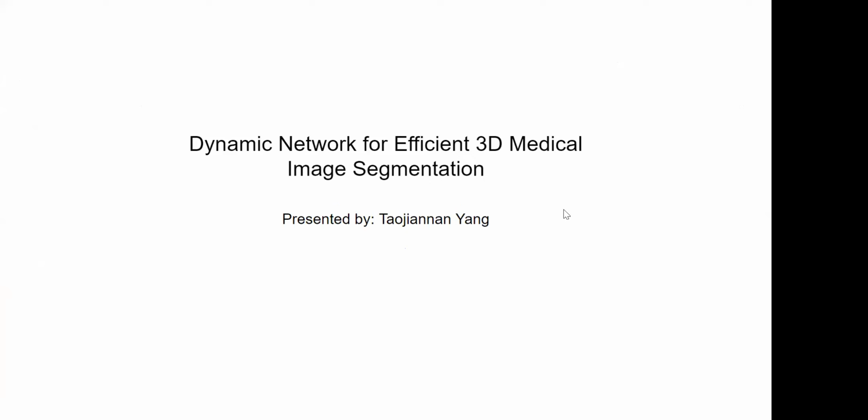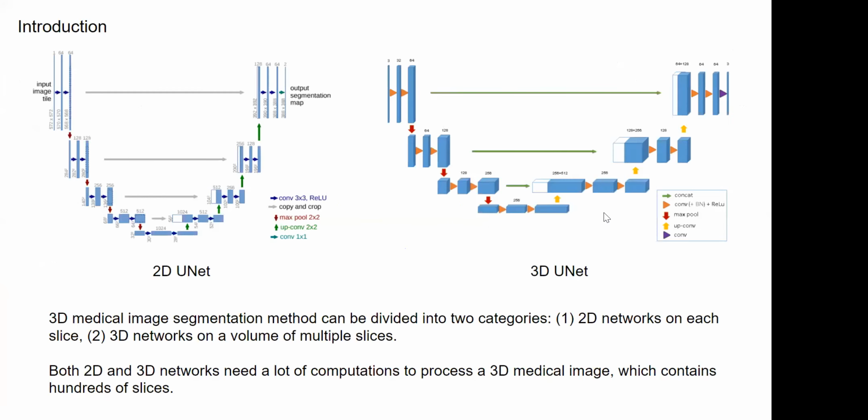Okay. Hi everyone. So my project is about a dynamic network for efficient 3D medical image segmentation. We know that 3D medical images are composed of multiple slices, and there are basically two kinds of methods to deal with them. One is using 2D networks, such as the 2D UNet. These works process the input slice by slice and segment each slice independently.